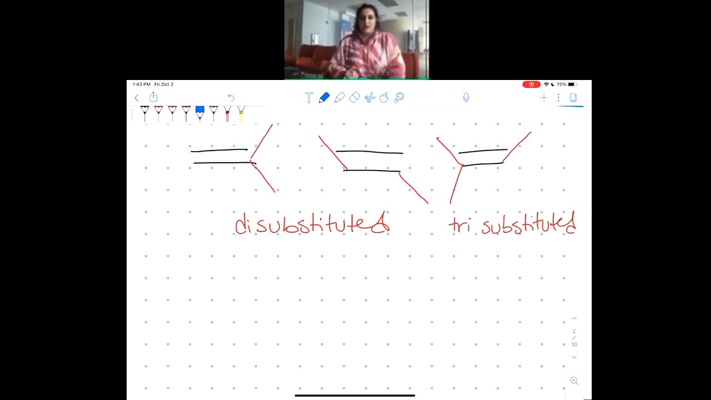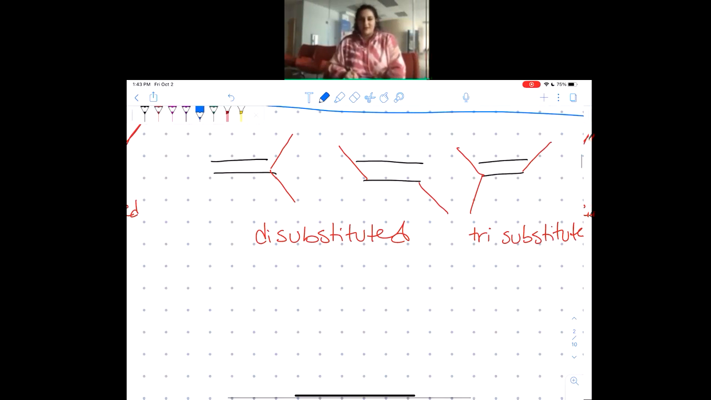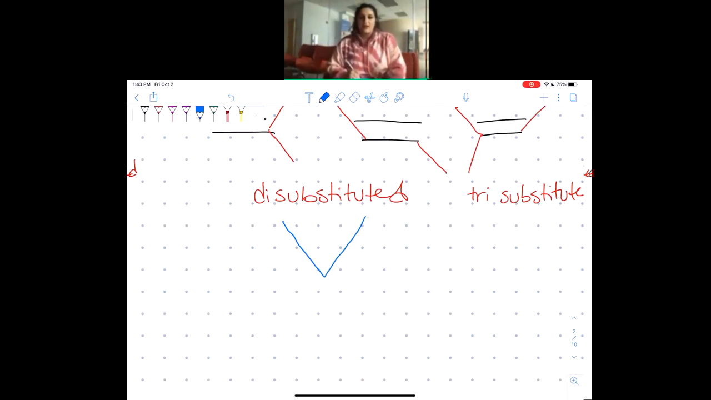And this is something Dr. West, I don't know if he covers it in his videos, but he definitely has it in his PowerPoints. So between the 2 options for di-substituted, having 2 substituents on opposite carbons is more stable than having 2 substituents on the same carbon.